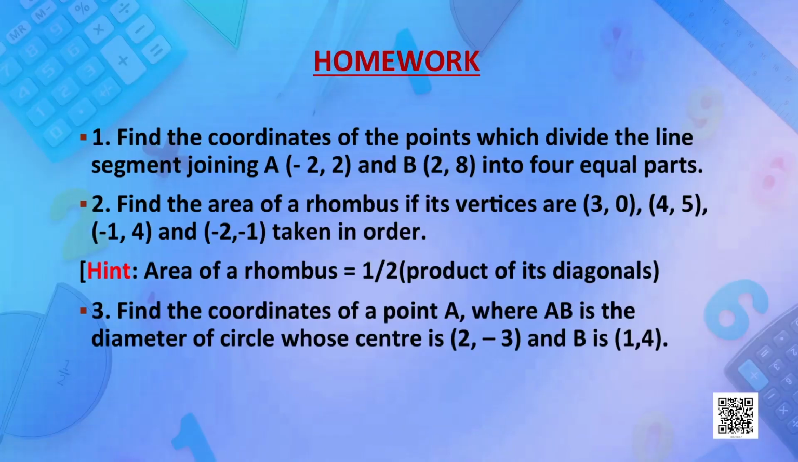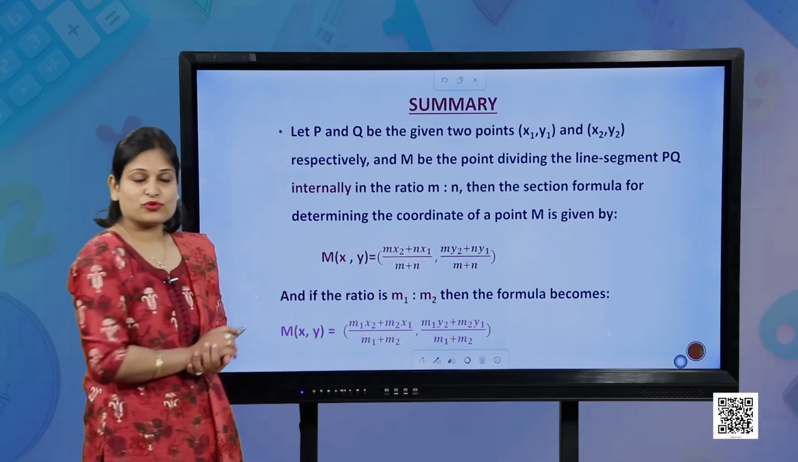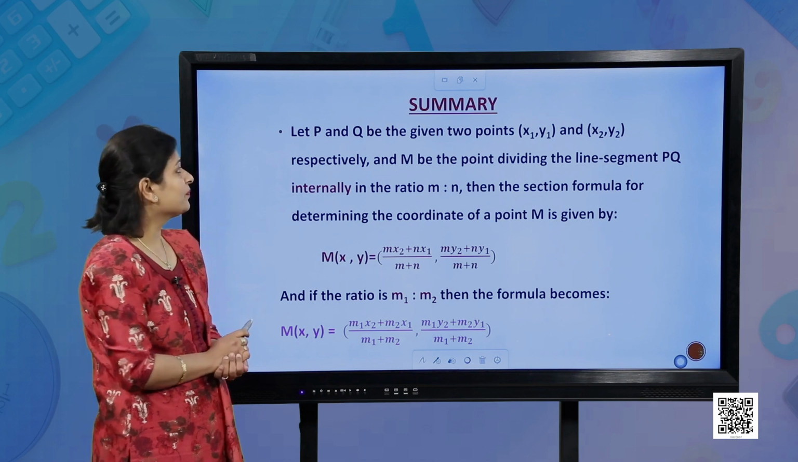Third, find the coordinates of a point A where AB is the diameter of a circle whose center is 2, minus 3 and B is given as 1, 4. Let us quickly recapitulate what we have discussed today.